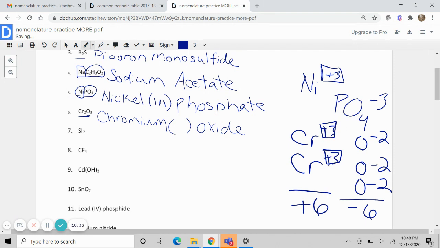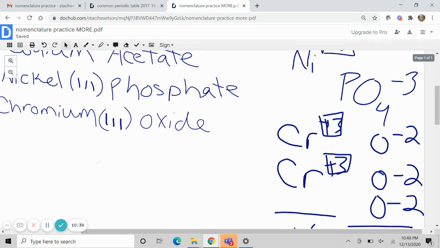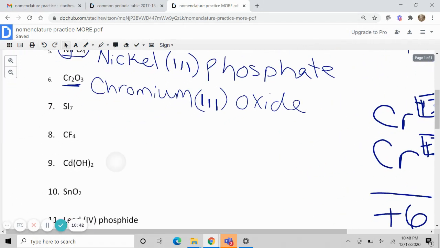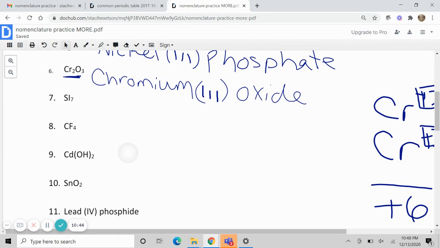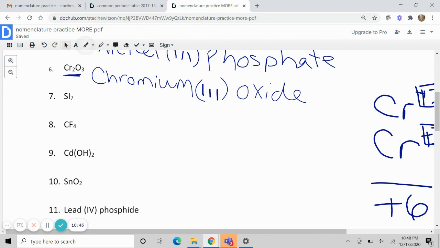So that must be chromium 3 oxide. Okay, there will be a problem like that on pre-comps. There is every year, where they try to get you to figure out what that Roman numeral is. Okay, this guy here, I've got SI7.